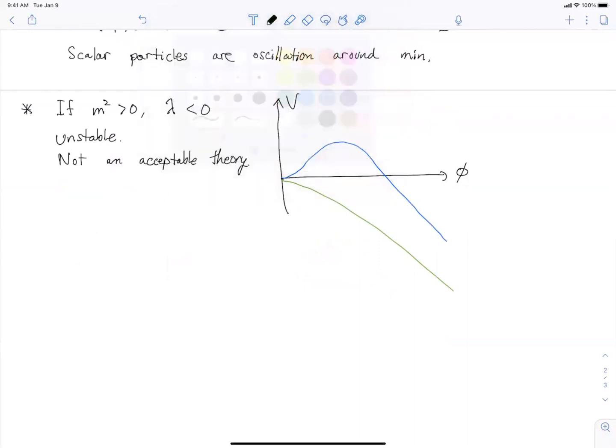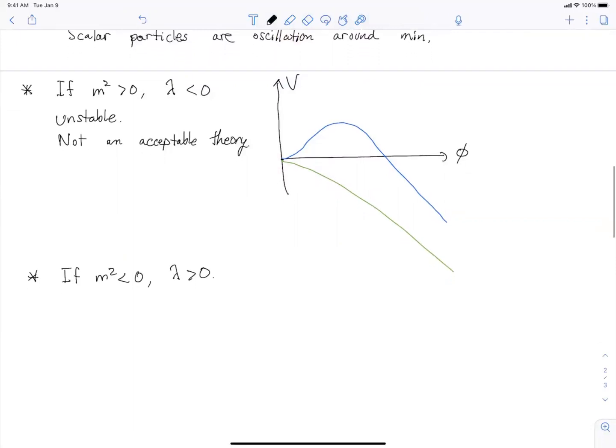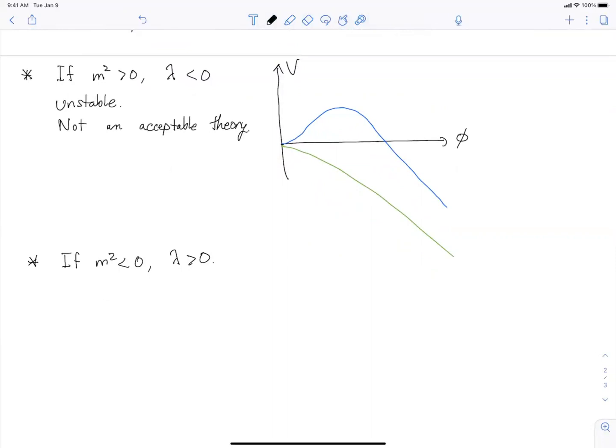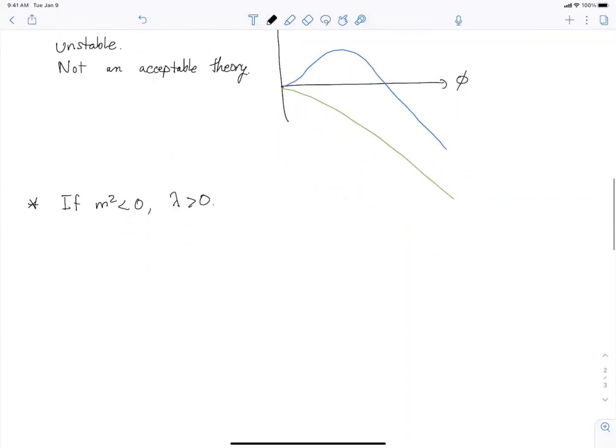Okay, so a third possibility though is, what if m squared is less than 0 and lambda is greater than 0? So you might say, well, wait, how can you have m squared less than 0? That would make m imaginary, but really m squared is just the number in the Lagrangian. It's not really the square of any number m. There's not really a number m that one should talk about separately. There's just m squared. So now if I graph V of phi versus phi, it's going to look something like this.